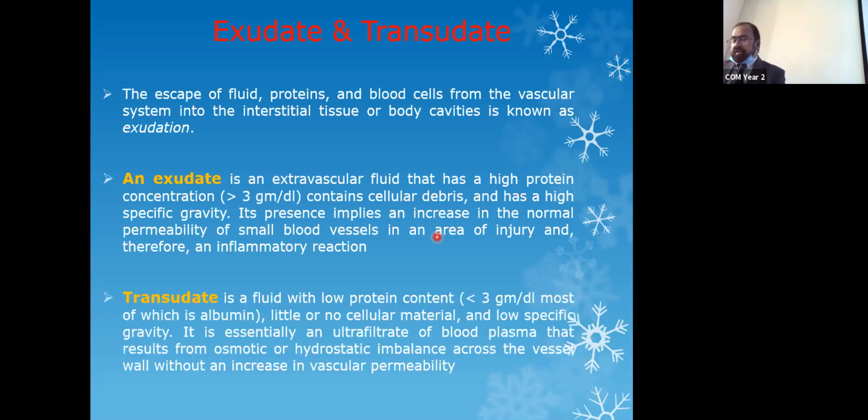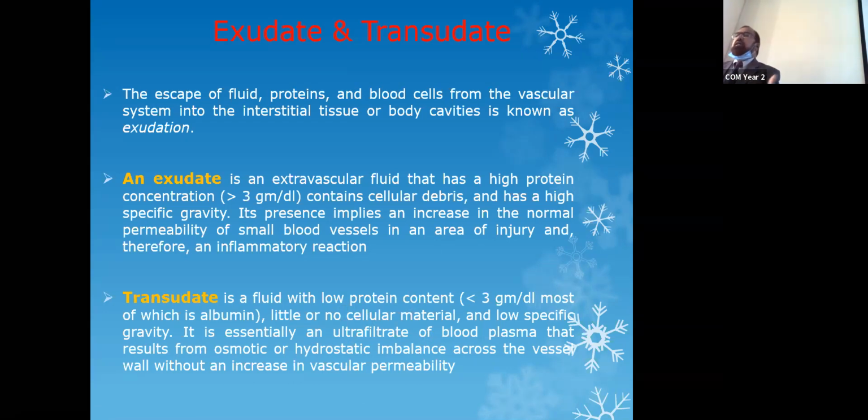At the part of that injured area. Apart from transudate, they have a low protein content, which is less than 3 gram per dl, and mostly they are albumin, but they might have some cells, or there could be no cells, only fluid. The specific gravity will be low, less than 1.010. So we call this thing transudate.